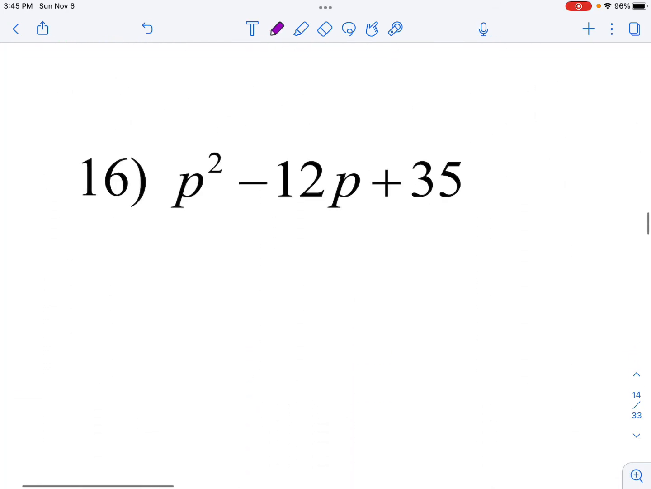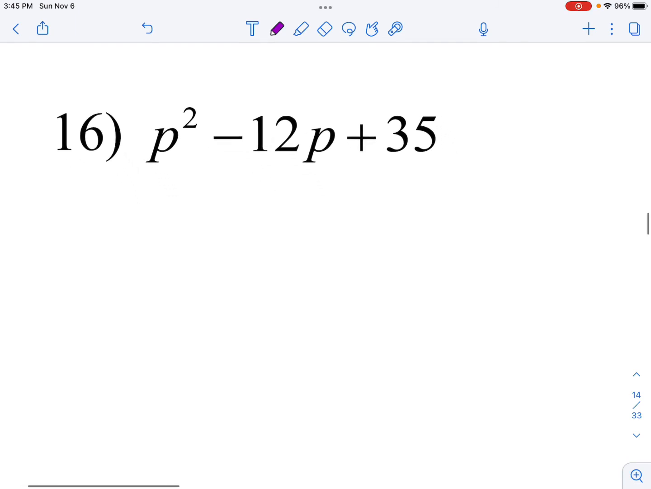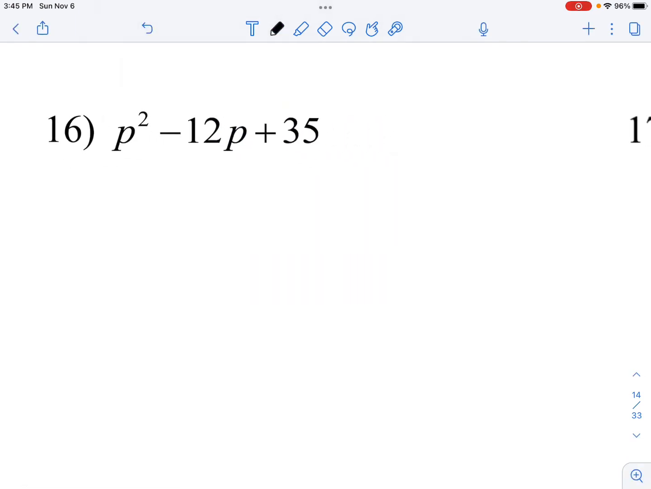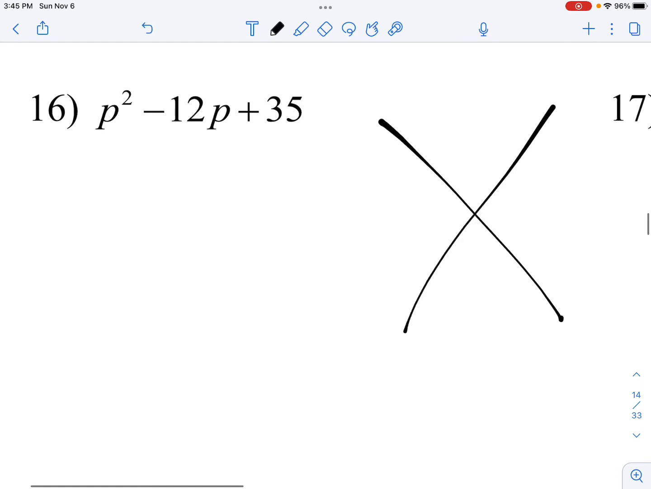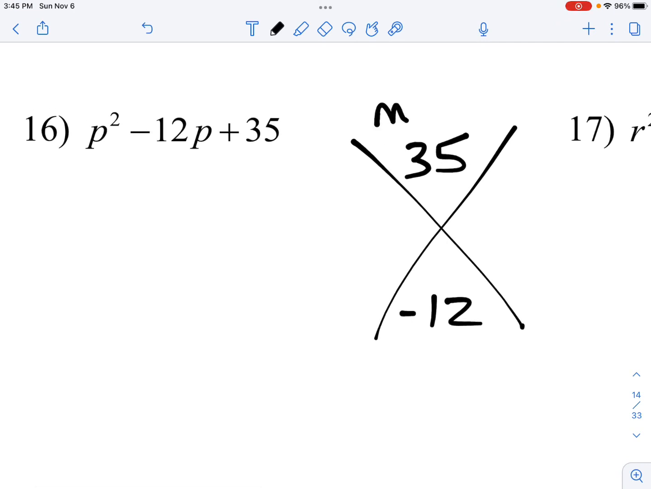I'm going to go to 16, and I will refresh your memory on how to do this x thing. Do you remember what number goes in the top of the x? This one. Do you remember what number goes in the bottom of the x? This one, with the negative sign. So right now I have to think to myself, what 2 numbers multiply to 35, but add up to -12? So you got to think of all the multiples. This is the hardest part of this question. What times what is 35?